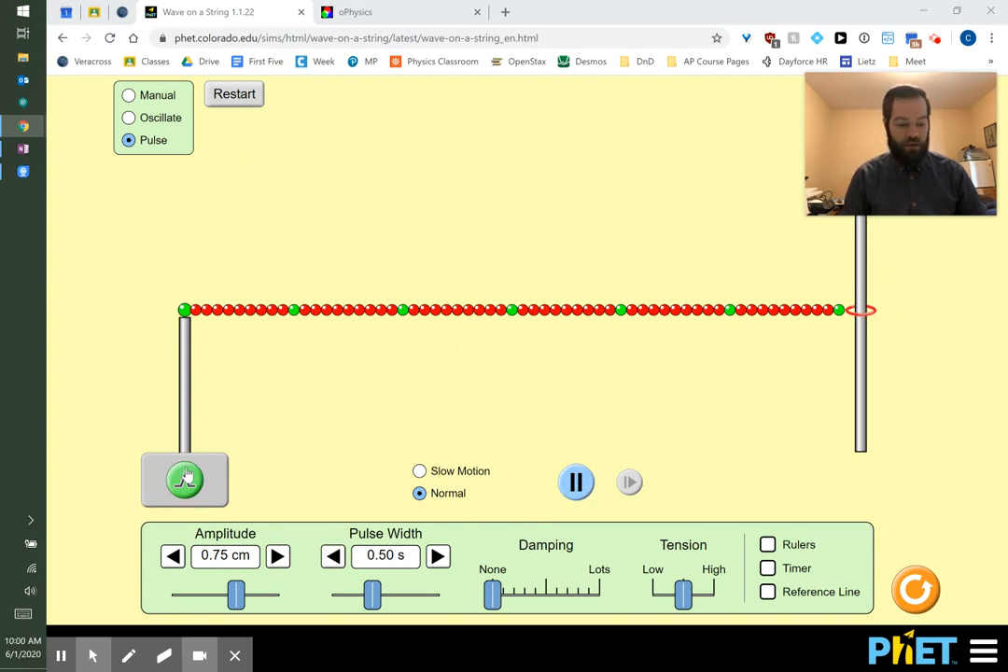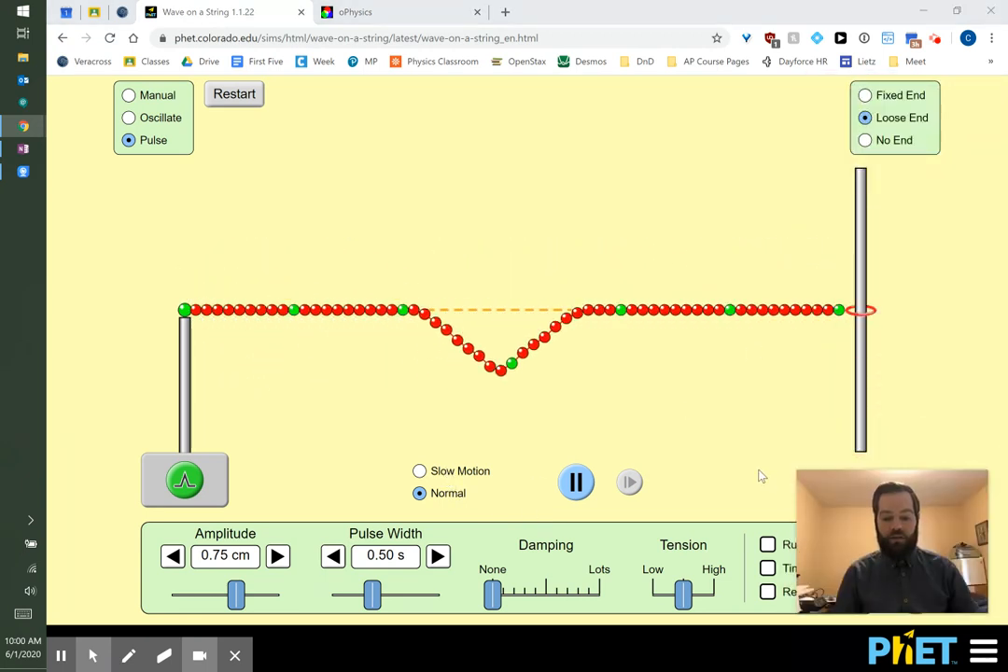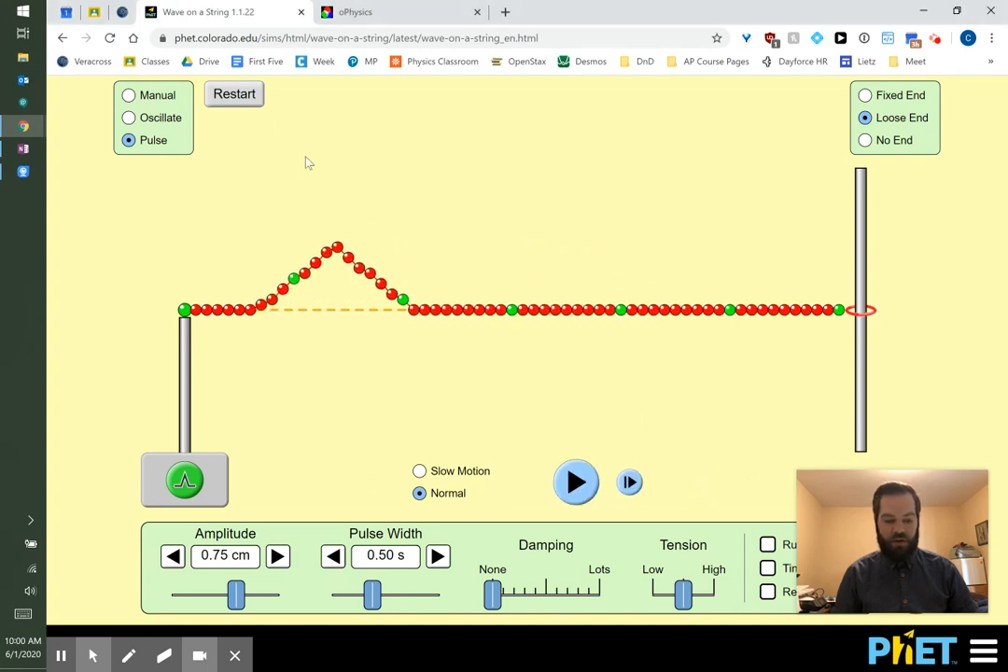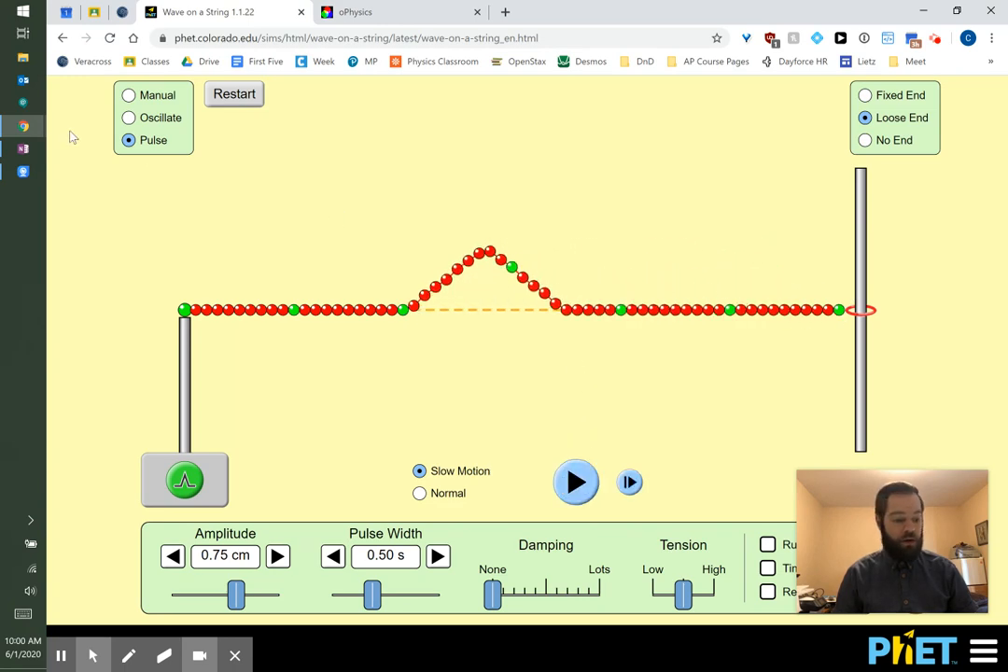So let's send a pulse down. And we see it's an upright wave. It encounters the boundary. Let's just watch it when it's upright here. So it's upright. It encounters the boundary. It reflects upright. We can see that in slow motion. It's upright. We notice the ring goes all the way up, and then it comes back down, and the wave reflects upright. So let's write that down.